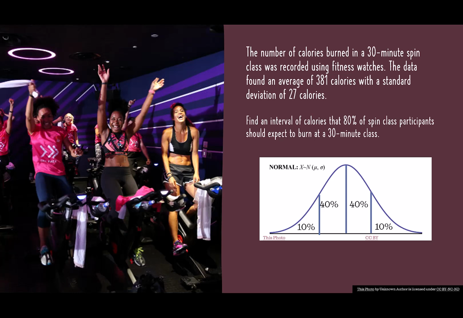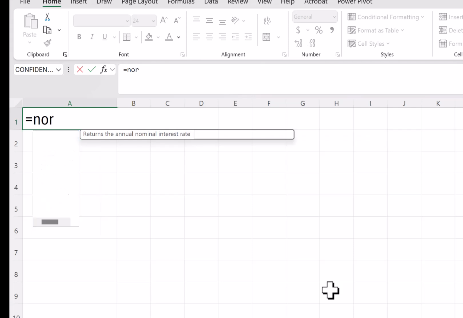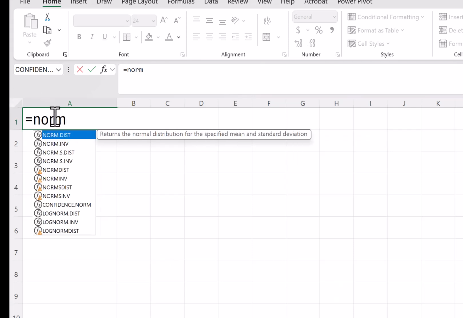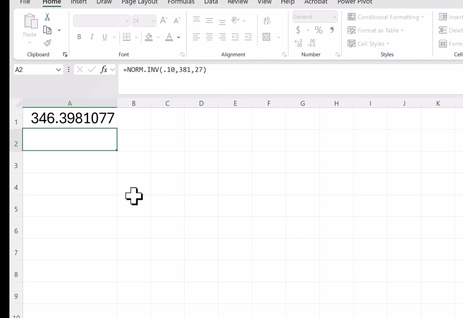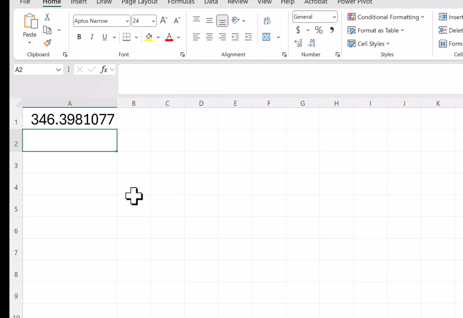We need to find two x values, one on the left, one on the right. Let's start with the one on the left. That'll be an easy calculation. In Excel, we go back to our norm.inv, and we want to know the x value for 10%, so we put in 0.10. We return to our mean of 381, our standard deviation of 27, and it says our value is 346.398. We'll call that 346.4.